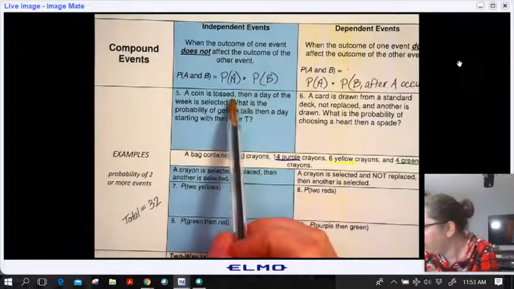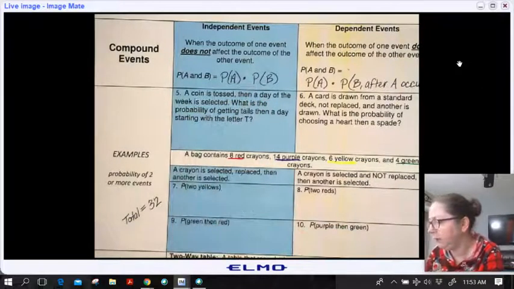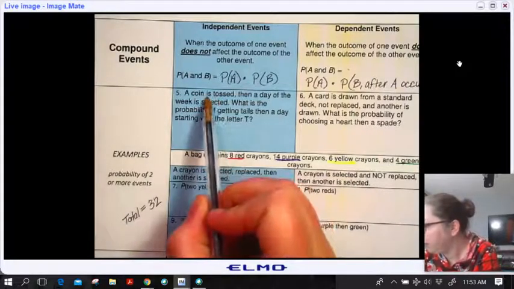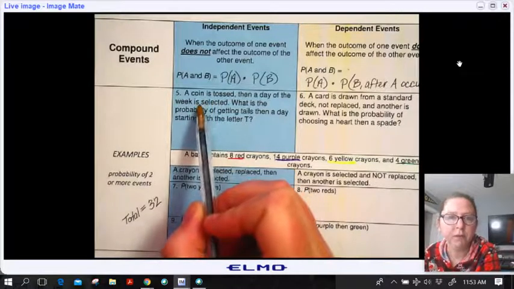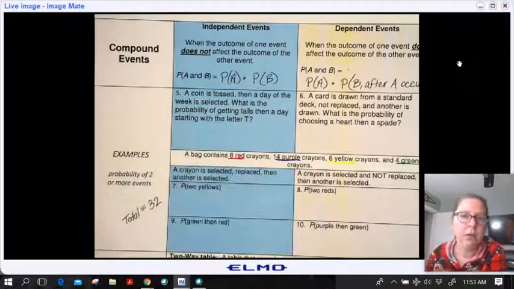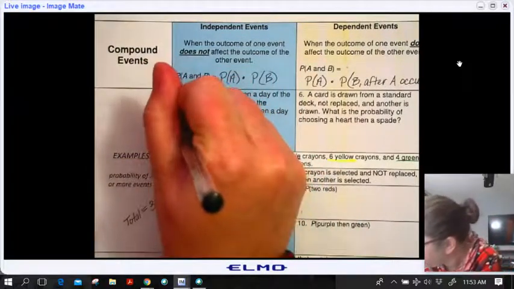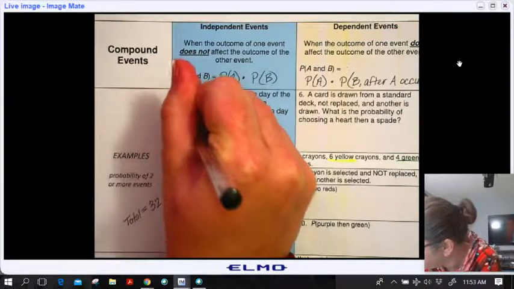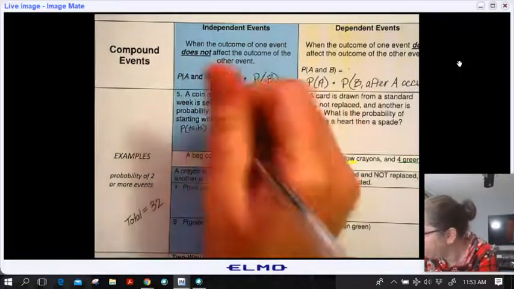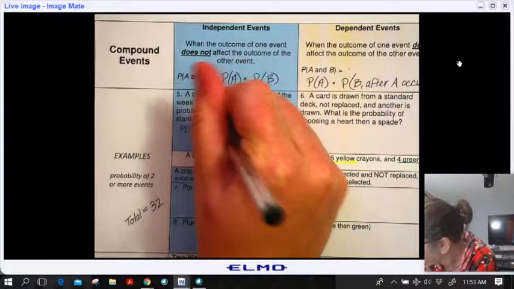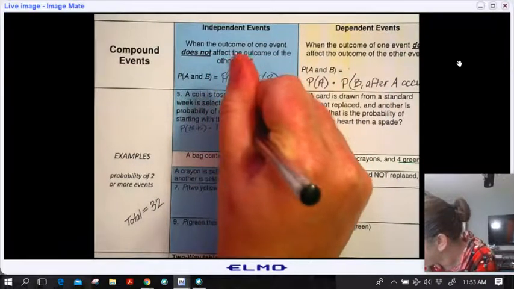A coin is tossed, then a day of the week is selected. So the coin being tossed is going to be thing A. The day of the week is going to be thing B. They want to know what is the probability of getting tails, and then the probability of the day of the week that starts with the letter T.